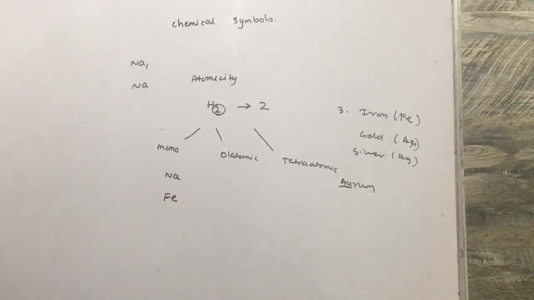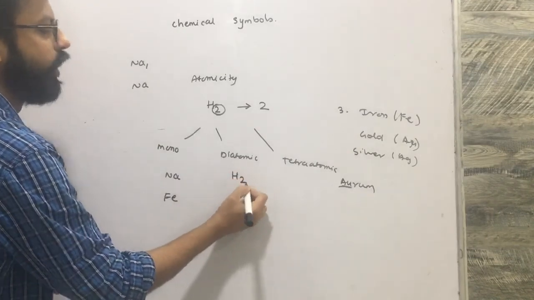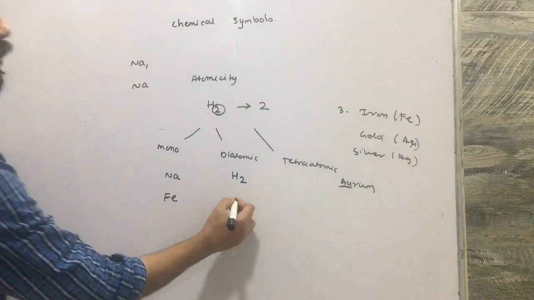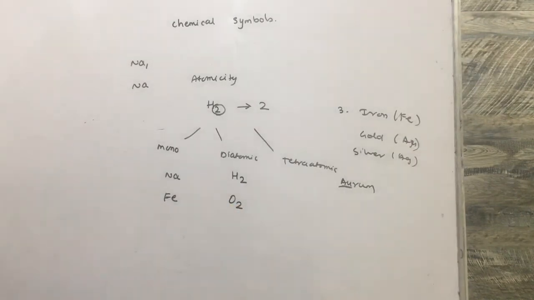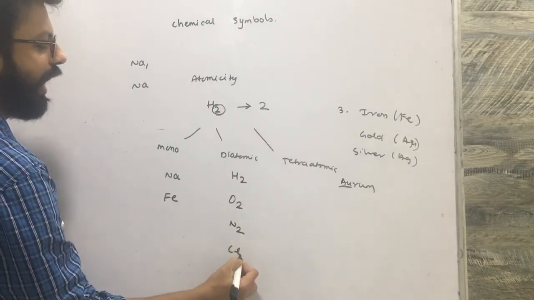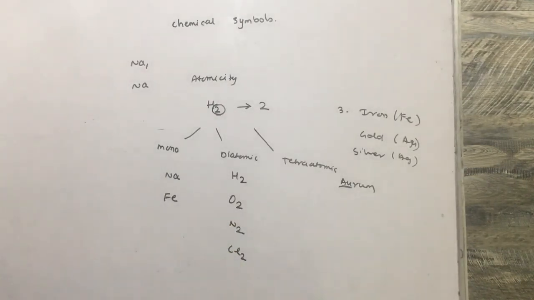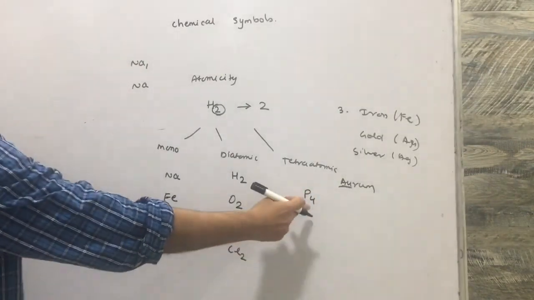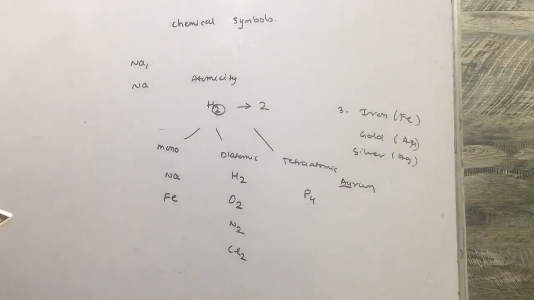An example of a diatomic molecule is H2. Since it has 2 atoms, it is called diatomic. One more example is oxygen, which also has 2 atoms. Similarly, nitrogen and chlorine. These are all examples of diatomic molecules. Tetraatomic molecules have 4 atoms in the molecule. For example, phosphorus: P4 is phosphorus. Since it has 4 atoms, we call it a tetraatomic molecule.